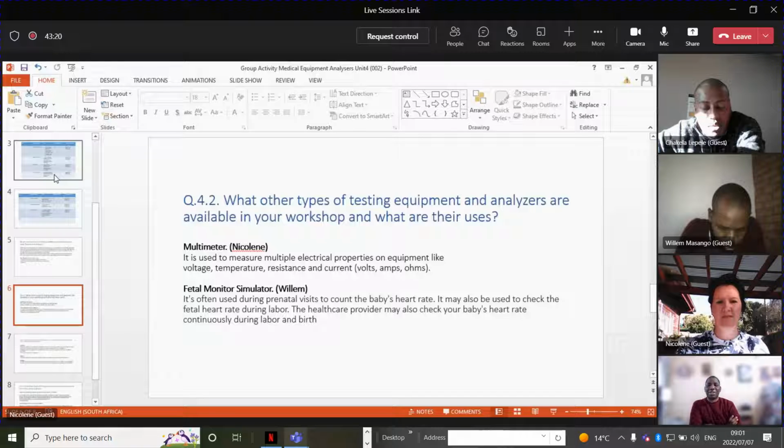Fetal monitor simulator. Okay. That's also not a very common one. That's why we have not covered it in this course. We want to cover the brands or equipment that are mostly used in most workshops that technicians will come across. Next slide.